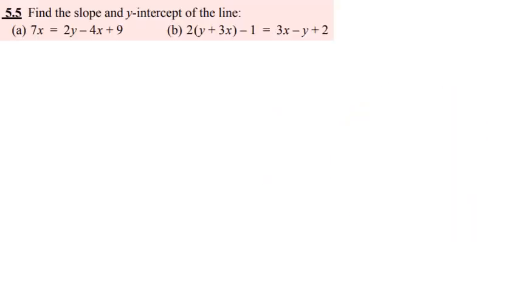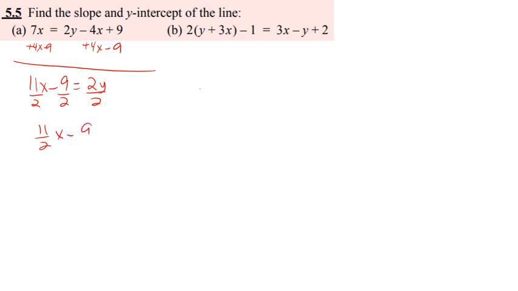Okay, so again, this is where I would ask you to try on your own. So let's see. For this problem, I would add 4x on both sides and subtract 9. And I would get 11x minus 9 equals 2y. Divide everything by 2. And I get 11/2x minus 9/2 equals y. And so the slope is 11/2, and the y-intercept is negative 9/2.